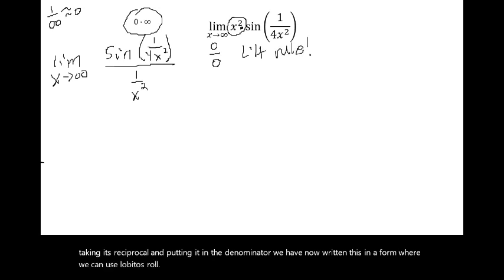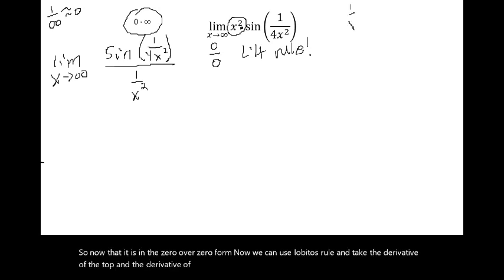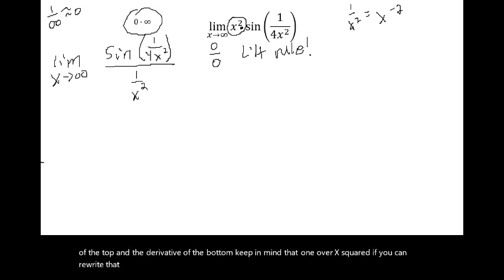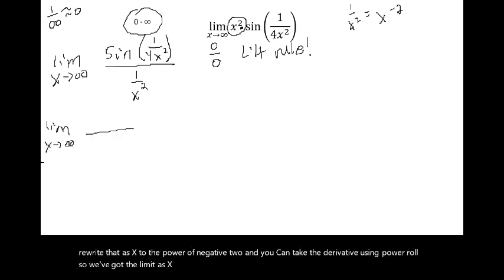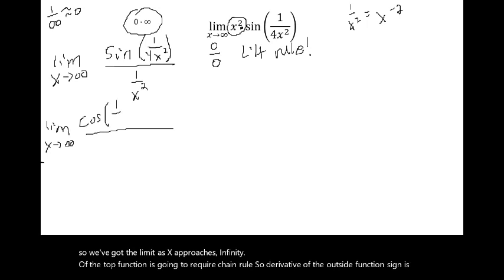So now that it is in the 0 over 0 form, we can use L'Hopital's rule and take the derivative of the top and the derivative of the bottom. Keep in mind that 1 over x squared, you can rewrite as x to the power of negative 2, and you can take the derivative using the power rule. So we've got the limit as x approaches infinity of the top function, which is going to require chain rule: the derivative of the outside function sine is cosine of the inside left alone.